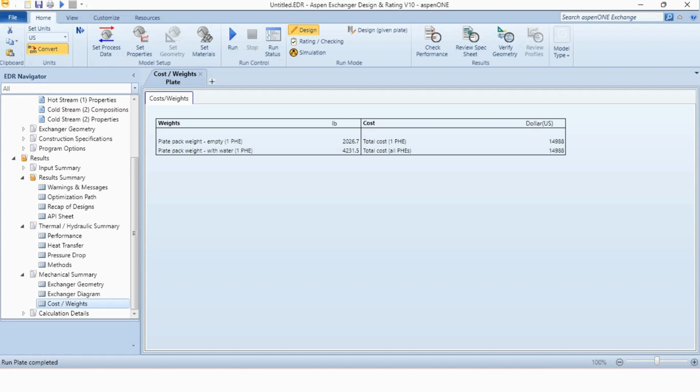So this is the overall detailed analysis of the plate type heat exchanger which we have designed using Aspen Exchanger Design and Rating. So I hope you have understood all the aspects of how we can design the plate heat exchanger for the steam water system. So that's it from today's lecture.